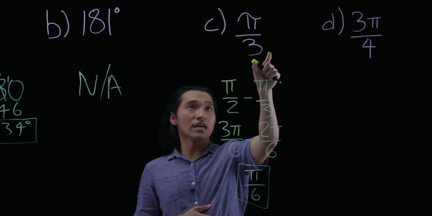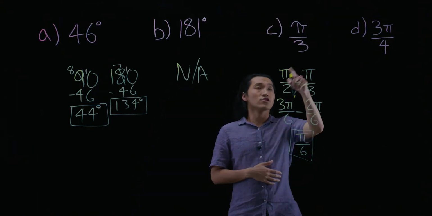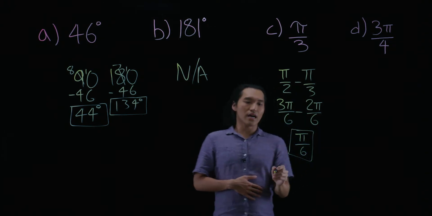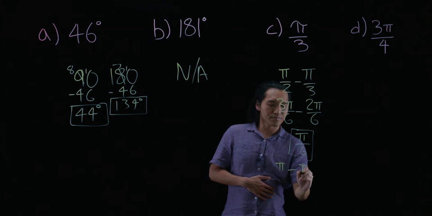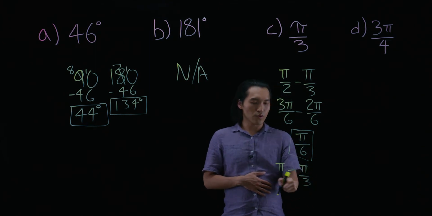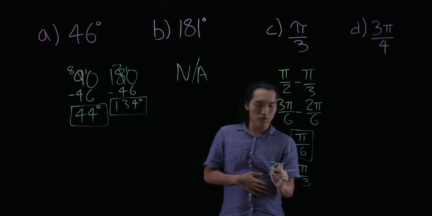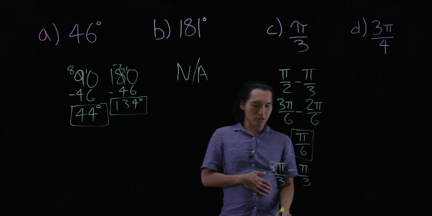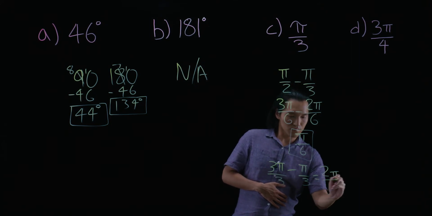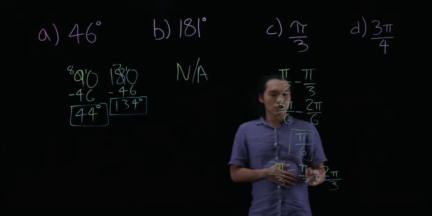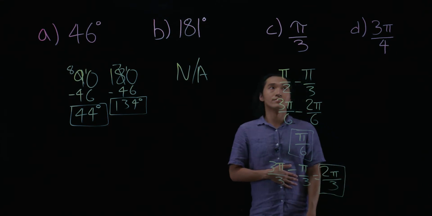Meanwhile, we can do the same thing for supplementary. 180 degrees is the same thing as just pi radians. So then we do the same thing we did here, except now we're subtracting this from pi. So same idea, we want to have them have common denominators, so we can multiply this by 3 over 3. 3 pi minus pi is 2 pi over 3. So then the supplementary angle would be 2 pi over 3.